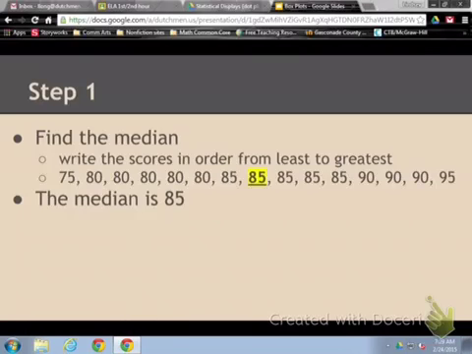So I've taken all of those points and I've put them in order here. Then I counted up and saw that we had 1, 2, 3, 4, 5, 6, 7, 8, 9, 10, 11, 12, 13, 14, 15 numbers. So that means that our middle number, our median, is going to be the 8th number, which is 85.